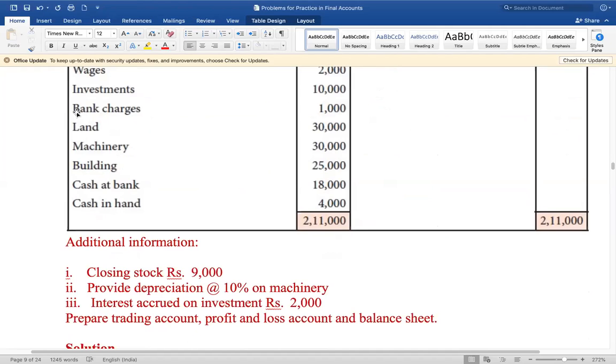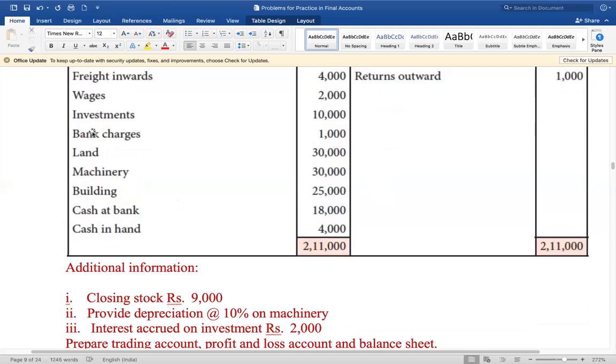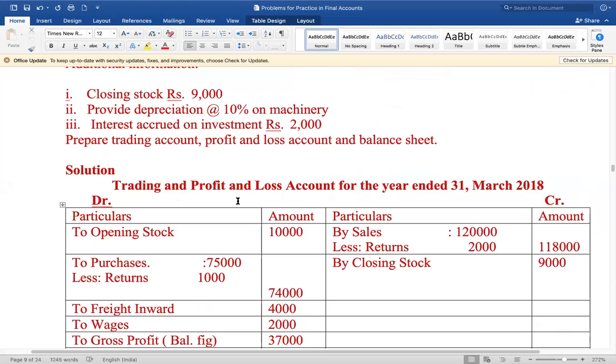In the trial balance, you have bank charges, investment asset, land asset, machinery asset, building asset, cash, bank or assets. Sales returns, returns outwards, purchase returns we have taken. Creditors is a liability, capital is a liability. The only item of expense is bank charges, 1,000. That's it. And there is one more item to be taken into profit and loss account.